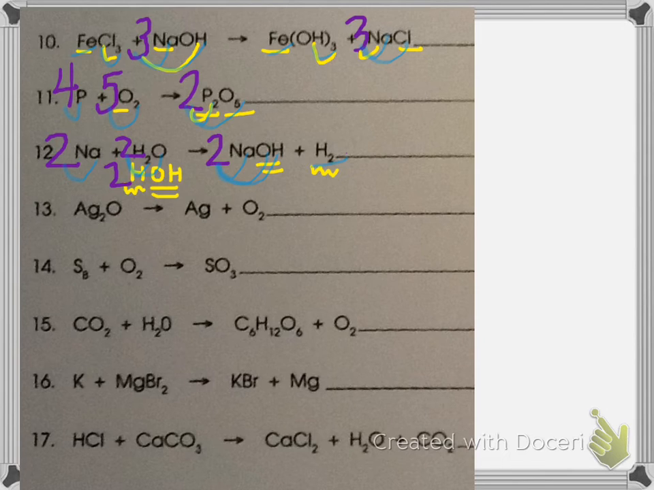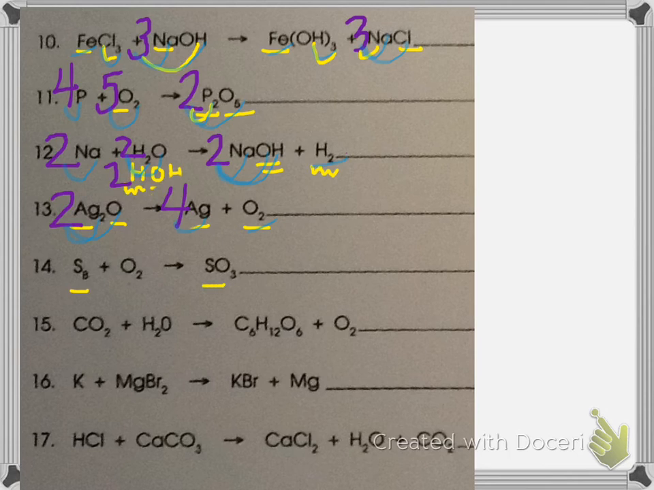Number 13. 2 silvers, 1 silver, a coefficient of 2 in front of silver. I have 1 oxygen, I have 2 oxygens. I need a coefficient of 2 in front of silver oxide, which means that my 2 that I had here is incorrect. And now I need a 4. I think it's balanced, and 2, 4, 1 is the lowest whole number ratio coefficient. So I have 2 times 2, which is 4 silver and 4 silver. I have 2 oxygens and I have 2 oxygens. This is properly balanced.